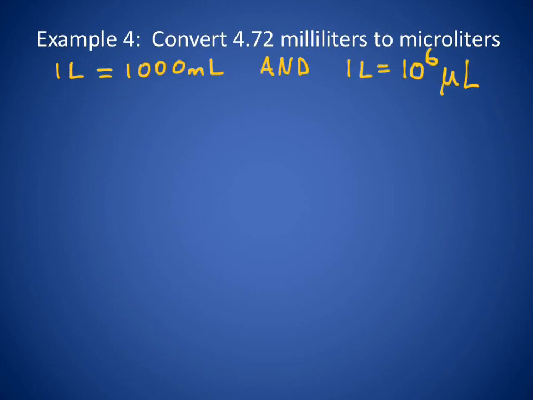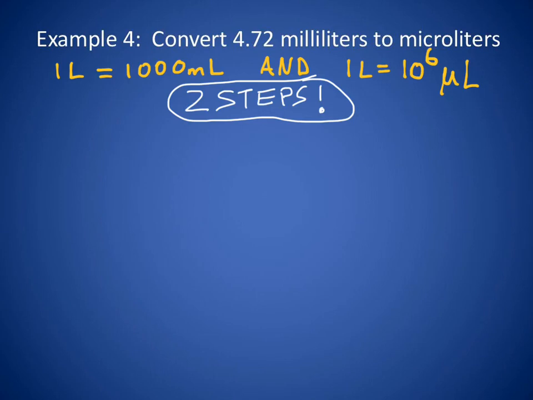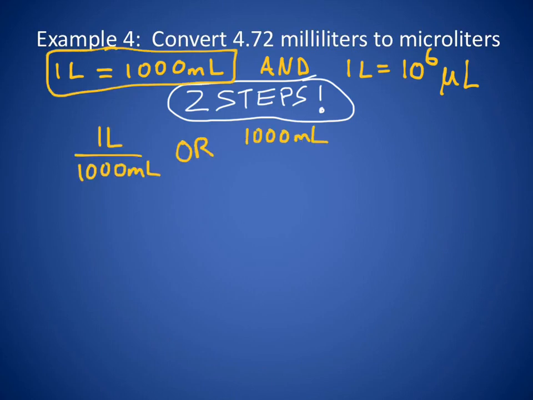1 liter is equal to 1,000 milliliters, and 1 liter is equal to 1,000,000 microliters, which is 10 to the power 6. So we've got 2 conversions here. In order to do this problem, because we have 2 different conversions, we're going to treat it like 2 different problems, 2 different steps. So the first step, we're going to take milliliters, and we're not going to find microliters. Instead, we're going to find liters. Once we know liters, then we can find microliters. So 2 different steps.